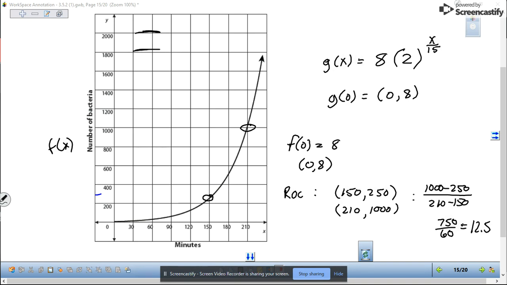All right. So in g of x, I'm going to do the rate of change here as well. So I need my points. So first off, if I plug in 150 into that equation, 8 times 2, 150 divided by 15 is 10. So to the 10th power, I get 8,192.